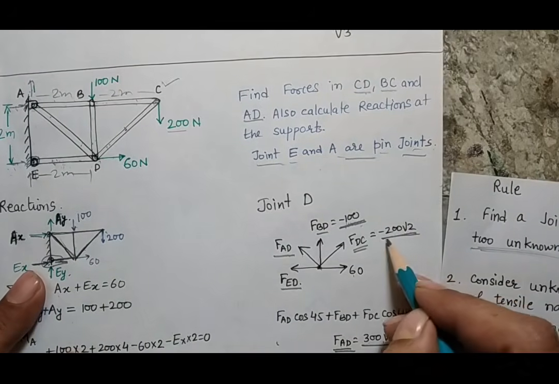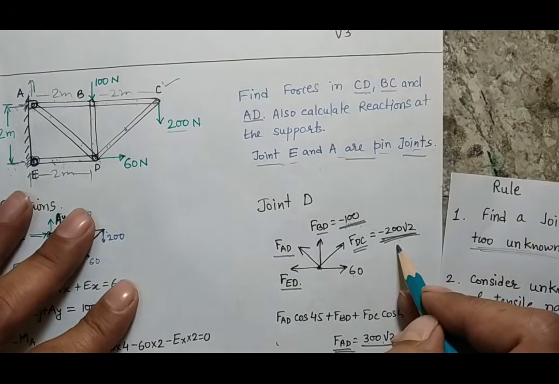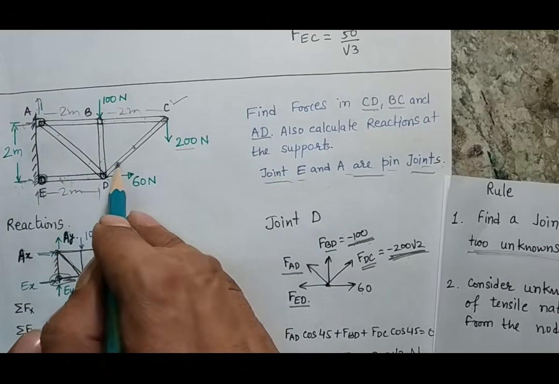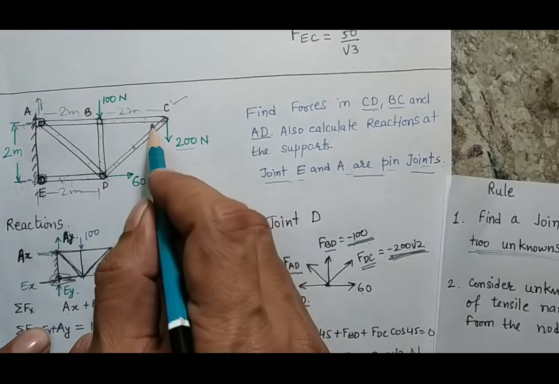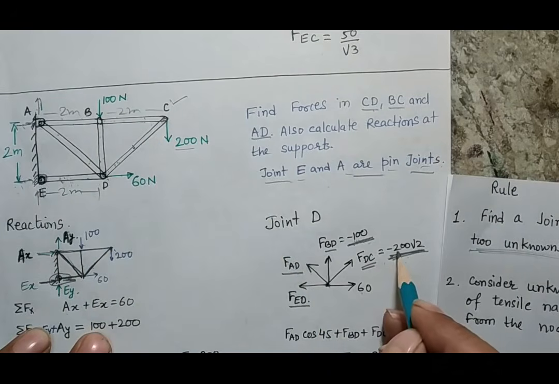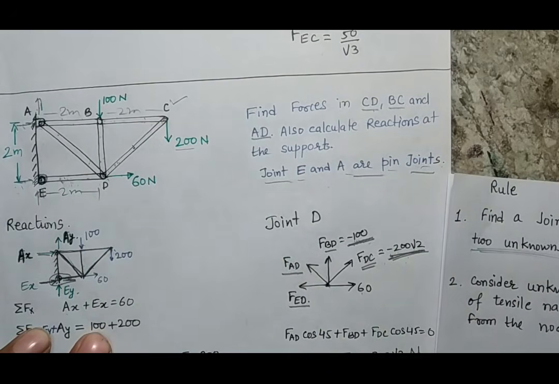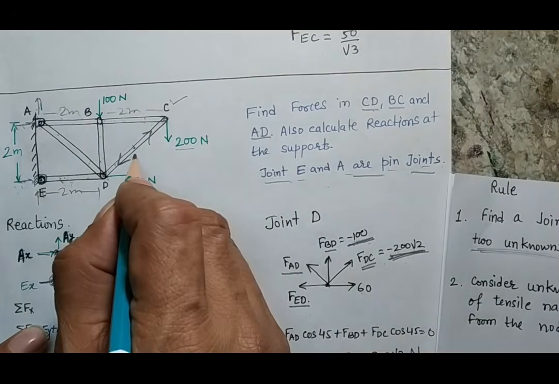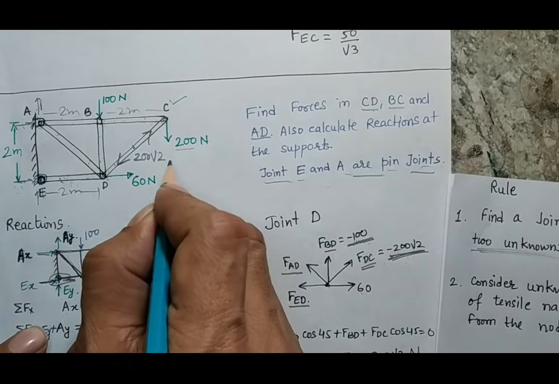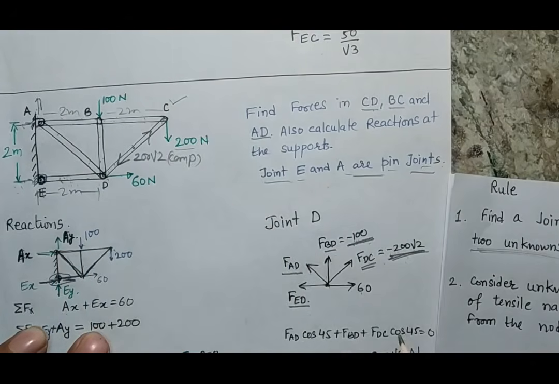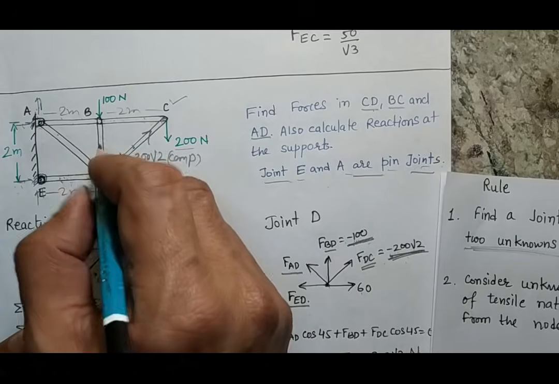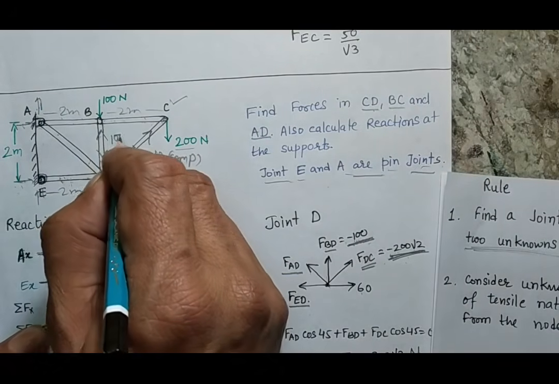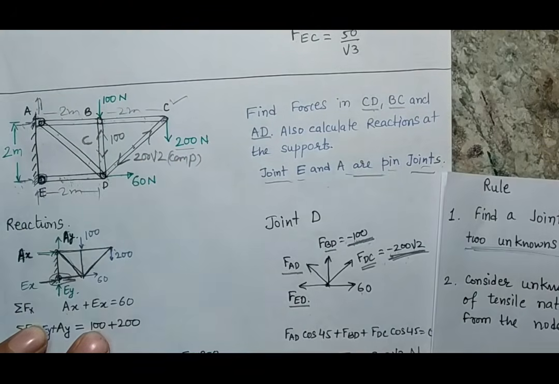Some of the forces are negative, which means they are of compressive nature. If I make the actual forces on my truss, this is my DC force, and actually its magnitude is 200√2, but the negative sign means the nature of the force is compressive. Compressive means this way. This is my force of magnitude 200√2, and it is of compressive nature. Similarly, the force BD comes out -100, which means again it is of compressive nature, and it is 100.